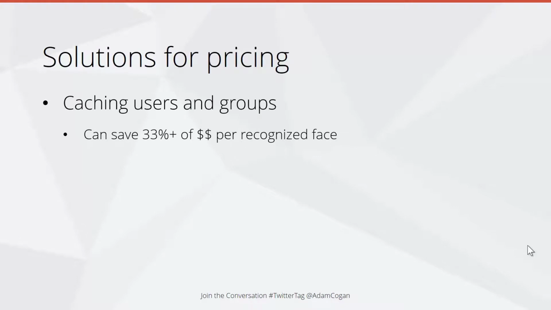So you can cut the cost by at least a third, just by caching users and groups. But that's easy. If you look at the code, that almost was obvious. Unfortunately, you cannot cache face IDs because each time you send a request, you get a different face ID, even if that face was similar to the previous one.